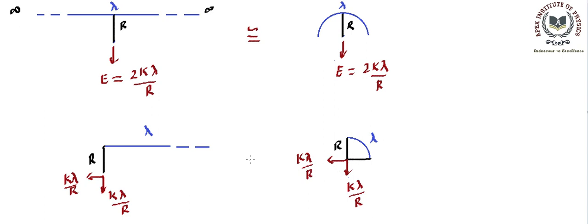Now you see these two charge distributions are exactly identical as far as the field at a distance r is concerned. So the point is, whenever we need, we can replace this semi-infinite by a quarter of the ring and the infinite by the semicircular ring. Right, so that means this analogy is not only true for this part but also true for this part. Based on this, let's see one example.